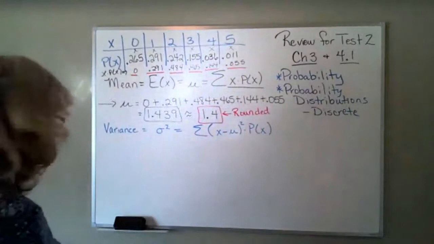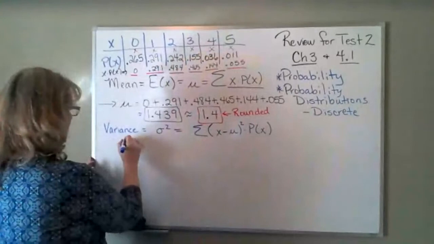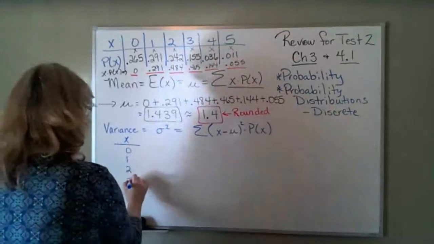I'm going to do this a little bit different way because I think maybe it will make it easier for you. So I'm going to take my x's up there. I'm going to write this down this way, okay? So my x's were 0, 1, 2, 3, 4, and 5.